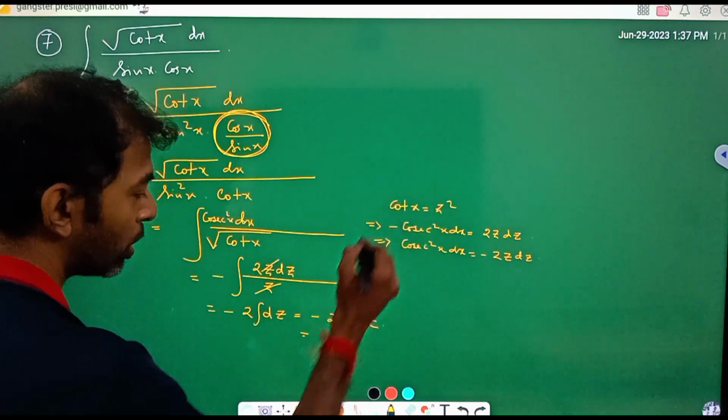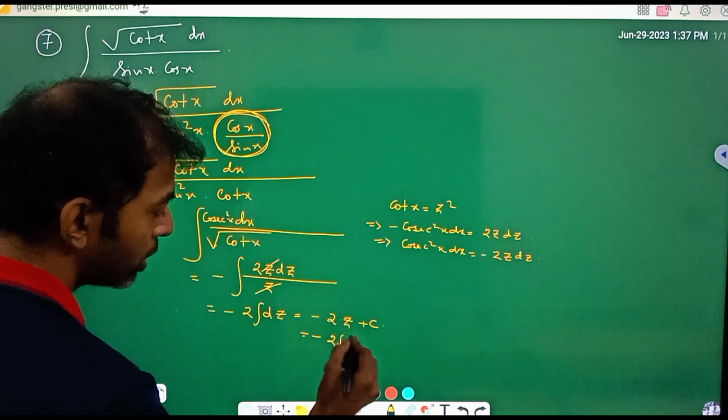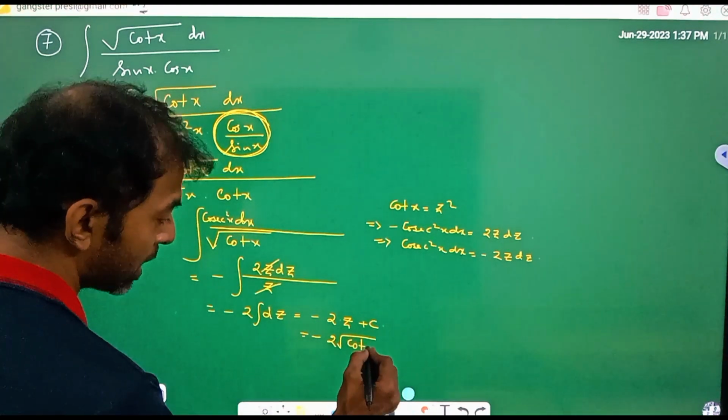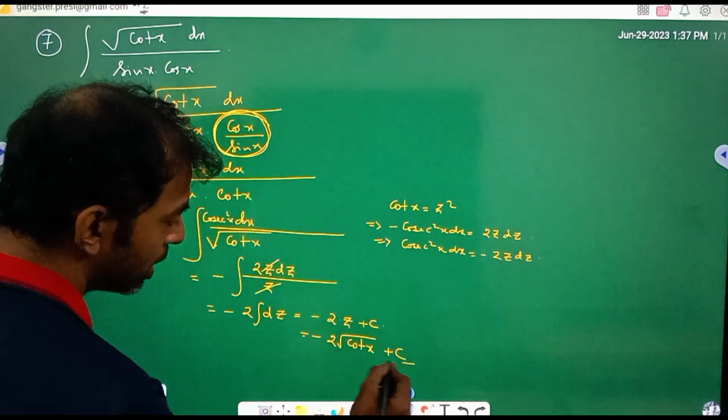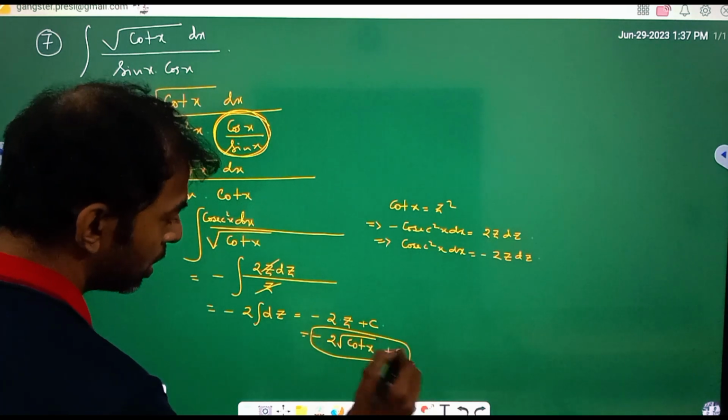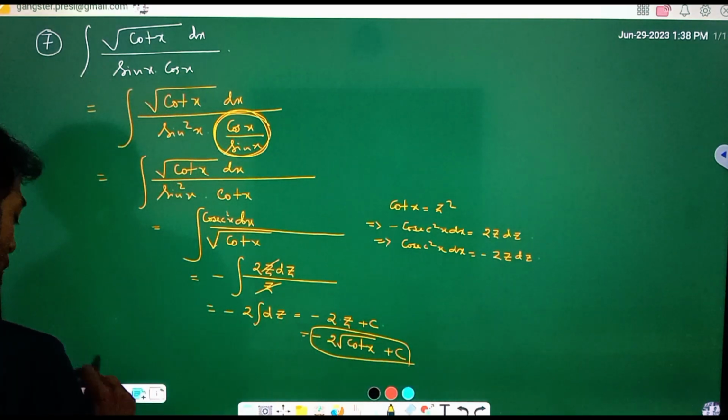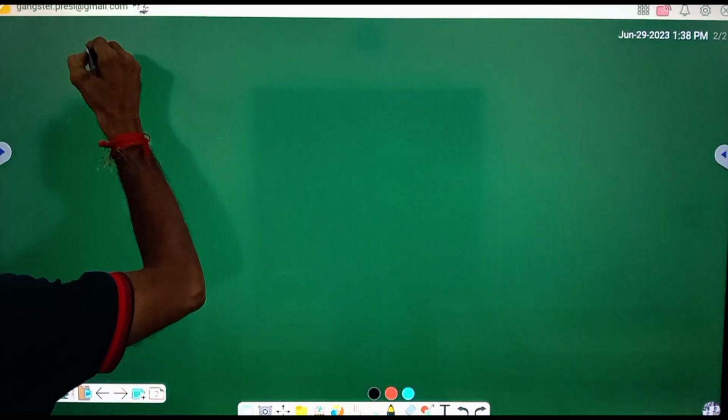Now z is equal to root under cot x. So that will be minus 2 root under cot x plus c. That's our actual answer. So that's our problem number 7. Now we are going to move on to problem number 8.